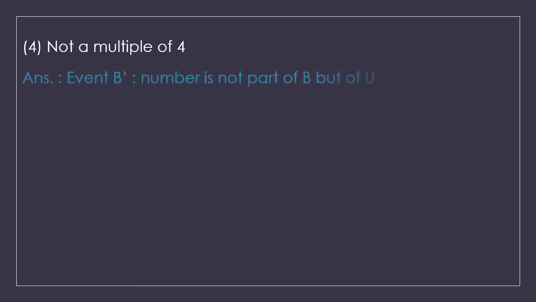Now, the fourth question here is not a multiple of 4, so it's just like not a multiple of 3. This is the complementary event of the event B. B was multiple of 4, this is not a multiple of 4, that makes it the complementary event B, that is B dash. So we have to take numbers which are not part of B but they are part of U. So when we write them down like this, it becomes 1, 2, 3, then not 4, then 5, dot dot dot, up to 119.